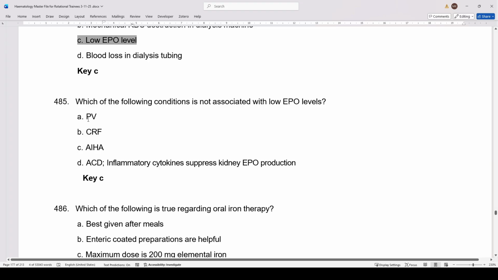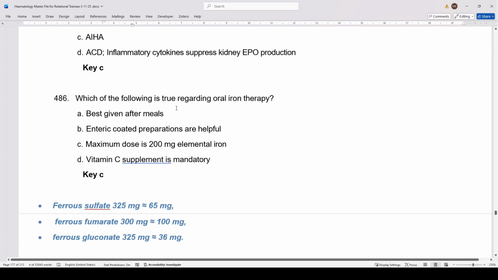So in polycythemia rubra vera, we have suboptimal levels of EPO. CRF, low EPO levels. Okay, in autoimmune hemolytic anemia the EPO levels will be increased. And in ACD, anemia of chronic disease, yes, because of inflammatory cytokines, it suppresses the EPO production from the kidneys. So these three are associated with low EPO levels, but in autoimmune hemolytic anemia, there is no problem in the kidneys, no problem in the bones, so there will be a lot of production of EPO, and there will be erythroid hyperplasia, because bone marrow has to compensate for the hemolysis and produce more red blood cells.